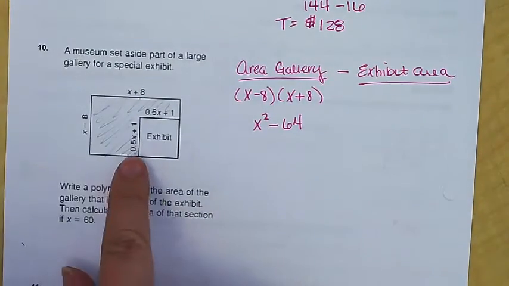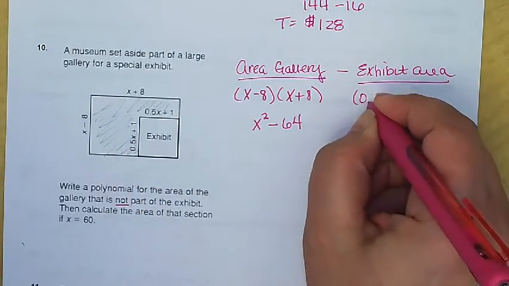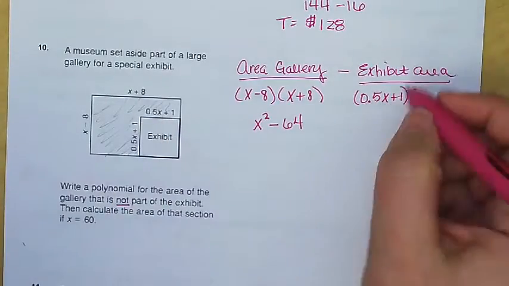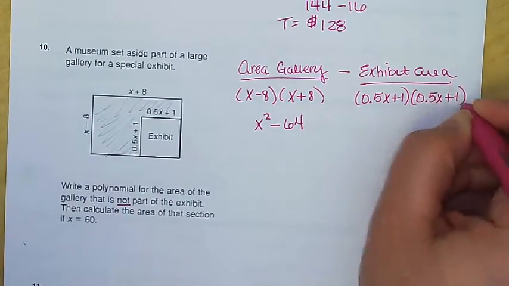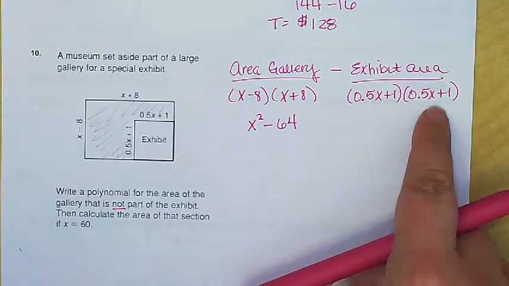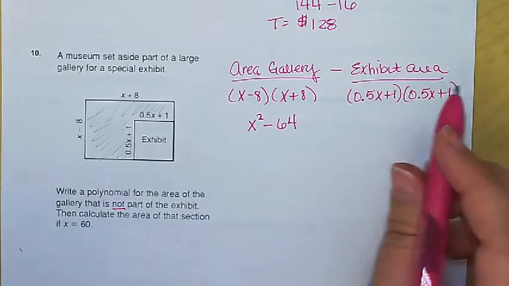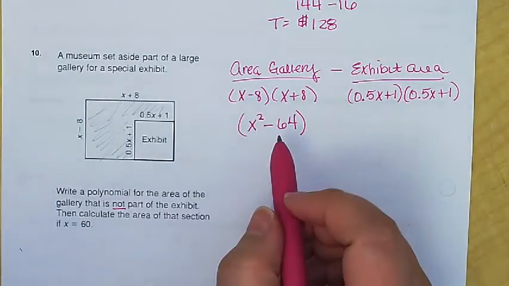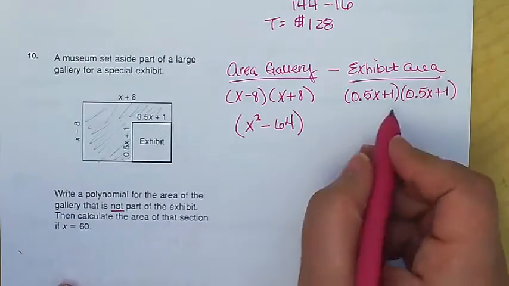Okay, now I need to calculate the area of this exhibit, which has dimensions of 0.5x plus 1 by another 0.5x plus 1. This is a square. They're both identical, so I can use my perfect square trinomial pattern for this one. So let's practice that. This is good to practice. We already figured out the gallery area, and now let's use our pattern from the previous lesson.